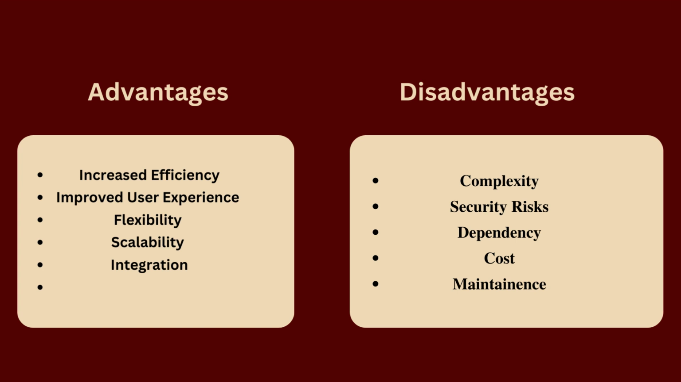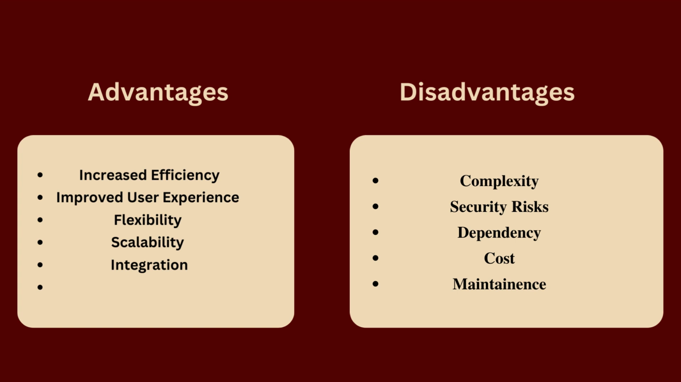Flexibility. APIs provide a flexible way to add new features or functionality to an application without requiring significant changes to the underlying code. This can help reduce development time and cost. Scalability. APIs can be scaled horizontally and vertically, which makes it possible to handle a large volume of requests and users. Integration. APIs can help businesses integrate different systems and services, which can lead to increased productivity and efficiency.